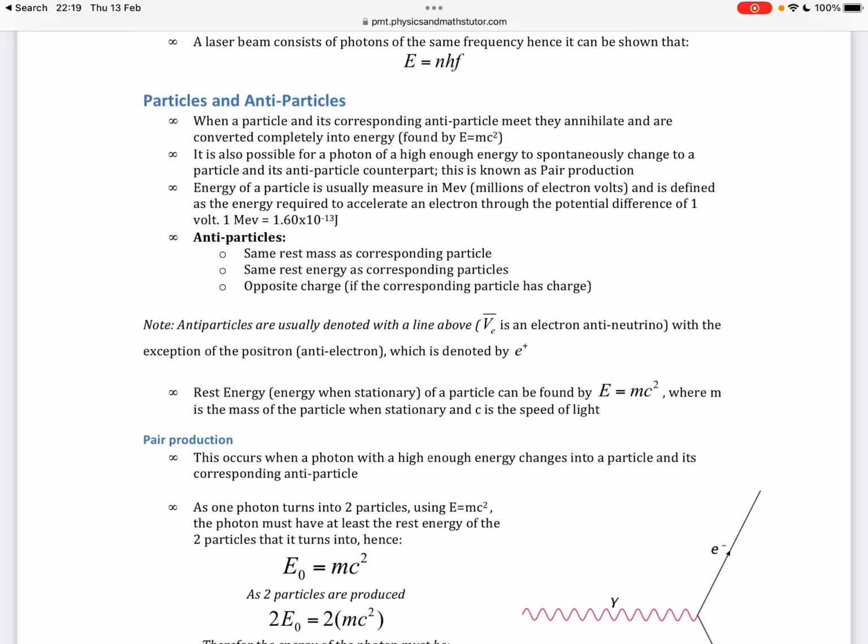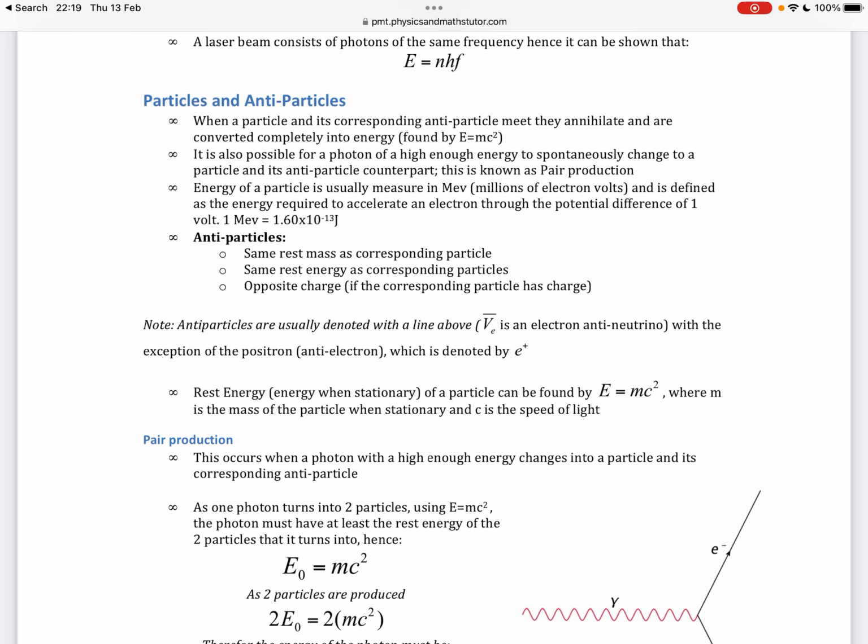Basically, when a particle and its corresponding antiparticle meet, they annihilate and are converted completely into energy, found by E equals mc squared. It's also possible for a photon of high enough energy to spontaneously change to a particle and its antiparticle counterpart. This is known as pair production. Energy of a particle is usually measured in MeV, millions of electron volts, and is defined as the energy required to accelerate an electron through a potential difference of 1 volt.